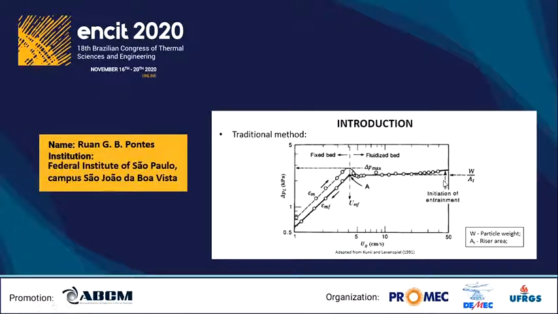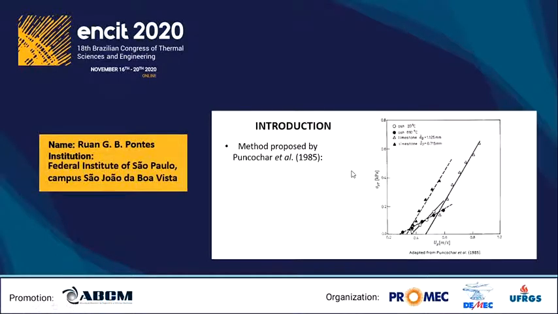The UMF is determined by the point of intersection between the extended line drawn on the curve section in the fluidized bed condition and the line drawn on the fixed bed condition.